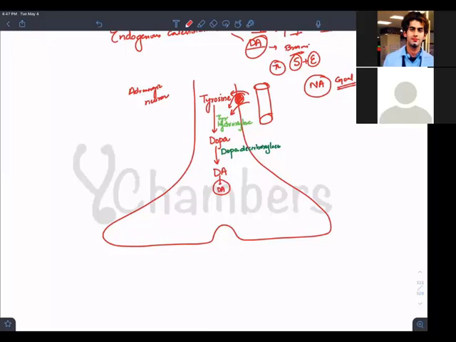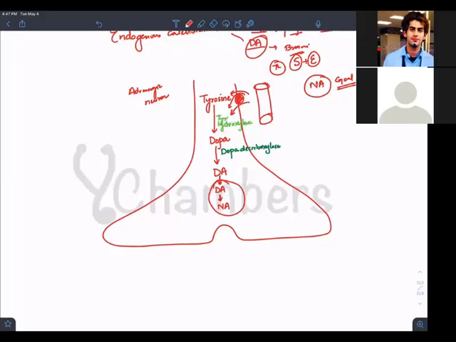Now inside the vesicle, I will be converting this dopamine into noradrenaline. Dopamine to noradrenaline. Okay, I converted this. Now it is the time for this noradrenaline.